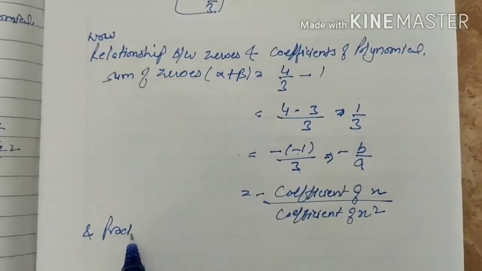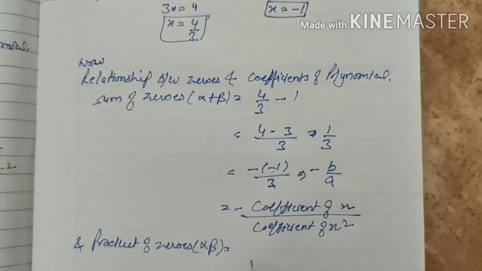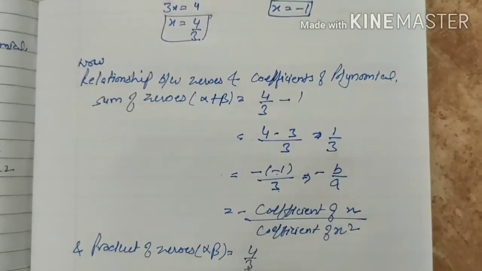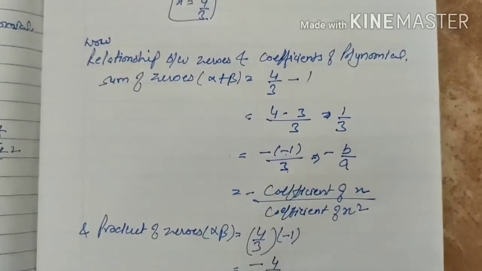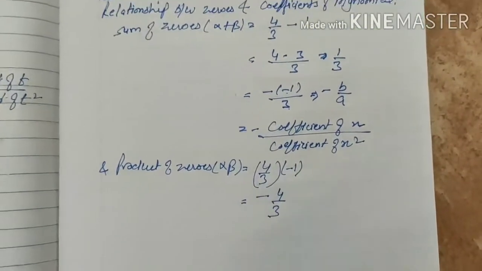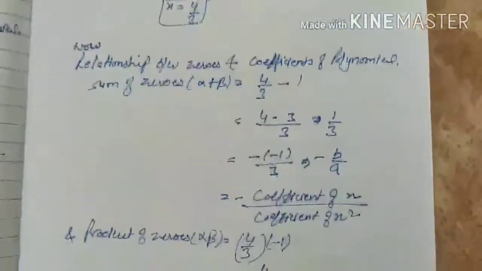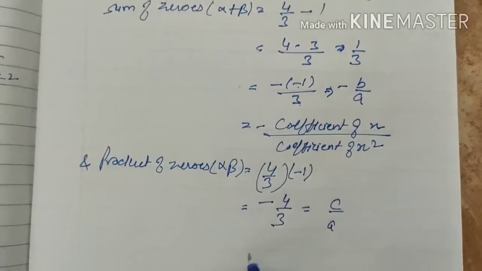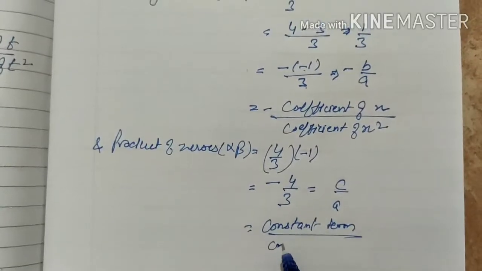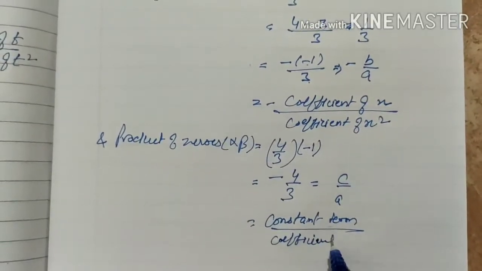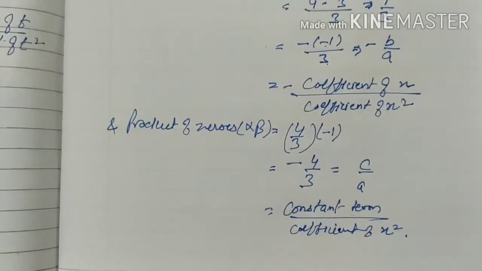Now product of zeros, alpha beta. So alpha into beta becomes 4 by 3 into minus 1. So this will be minus 4 by 3. Directly we have minus 4 as, you can see, c, and a as 3. So we can write it as c by a, and c is the constant term upon a, the coefficient of x square. So this is all about part number 6. So pause the video and note it down.